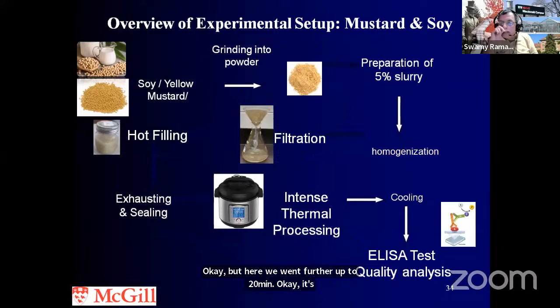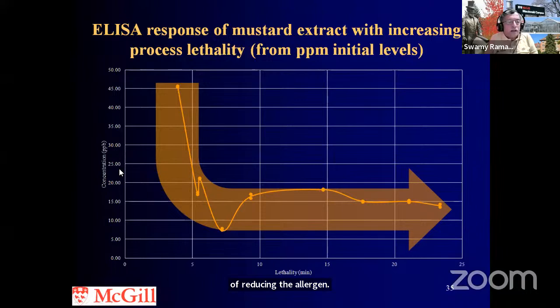Okay, so you can see that this is the concentration of the allergen. We started at ppm level before processing, and they are reduced to ppb level.